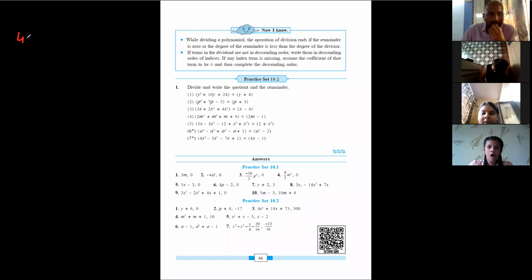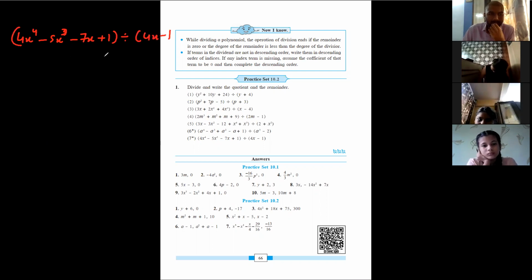So here the question is 4x raised to 4 minus 5x cube, then it is minus 7x plus 1. You have to divide this number by what? 4x minus 1. We'll check the degree. Here it is 4. Here it is 3. Here it is 1. Here it is 0. So you can see over here, 2 is missing.